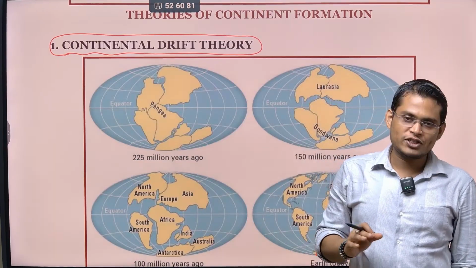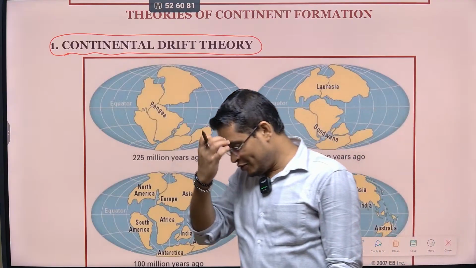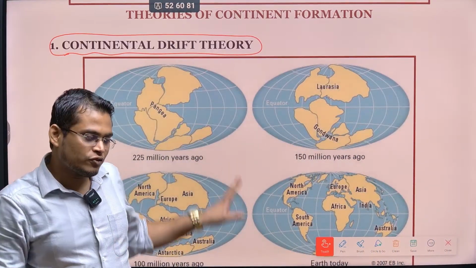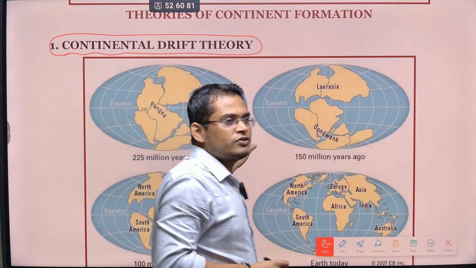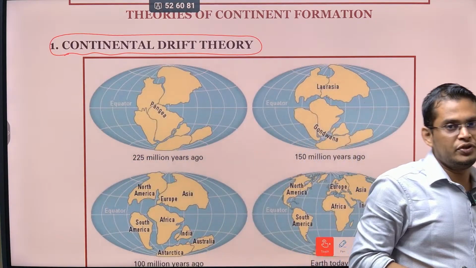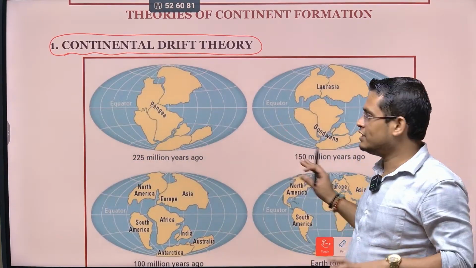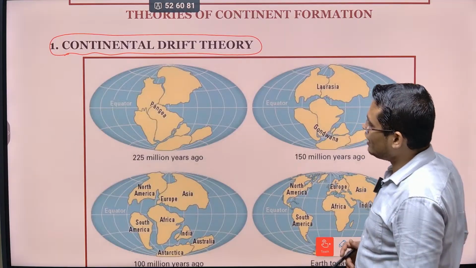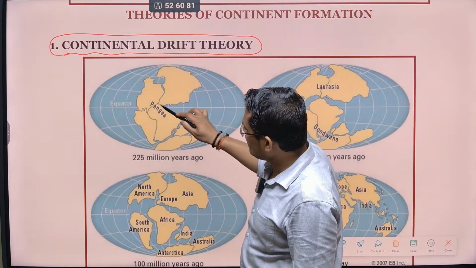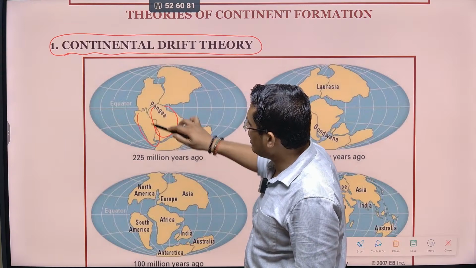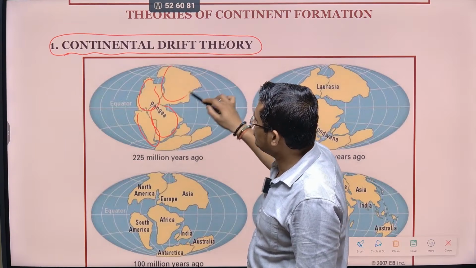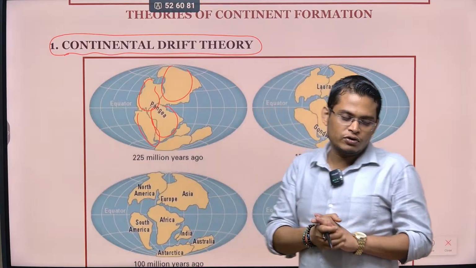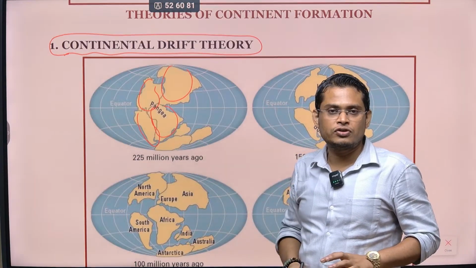So these 3, 4, 5 theories I am going to discuss one by one in today's class. Please have patience. A lot of questions in your mains and prelims are asked directly from these theories. Listen very carefully. So a big question: one geographer tried to connect this Africa, this South America and North America, and this Eurasia. They tried to connect these different portions of the landmass and found that they matched perfectly.